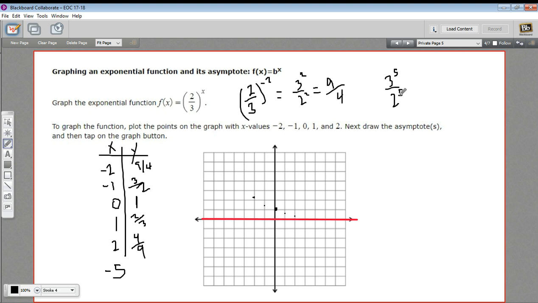So let me just grab my calculator here. 3 to the 5th power is 243, and 2 to the 5th power is 32. And so that's 7 or 8, somewhere in there. So at -5, we're already up to something like this. So let's see if we can sketch this. So here it'll tail off asymptotically, getting closer and closer, and then starts to curve up and begins to shoot up faster and so forth like that. So that's a reasonably okay sketch of this exponential function.